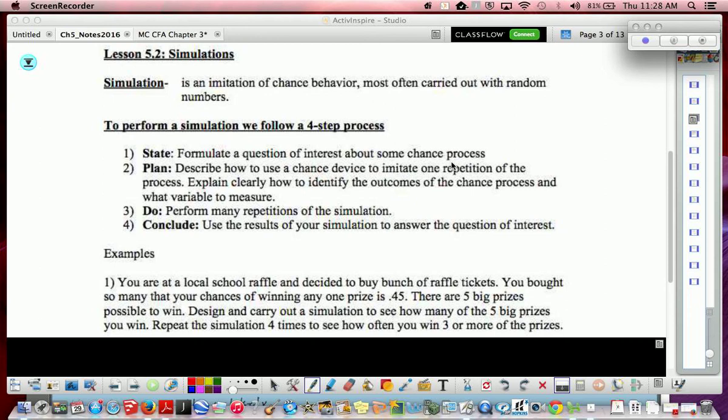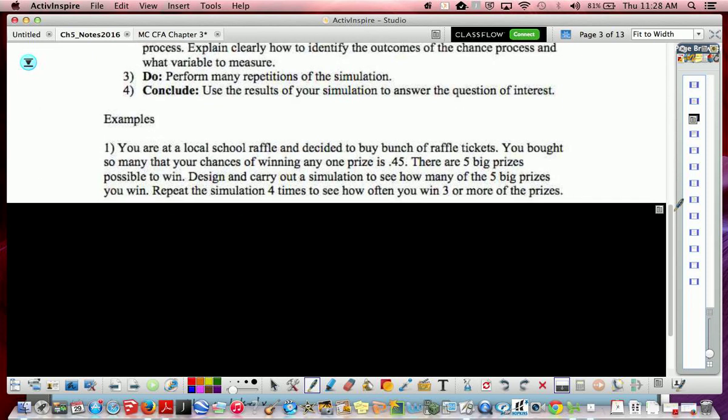So basically today, we're going to show you a couple simulations. On this first example, it says you are at a local school raffle and decided to buy a bunch of raffle tickets. You're that person that just buys tons of them hoping to win all the prizes. You bought so many that your chance of winning any one prize is 0.45. There are 5 big prizes possible to win. Design and carry out a simulation to see how many of the 5 big prizes you actually win. Repeat the simulation 4 times to see how often you win 3 or more of the prizes.